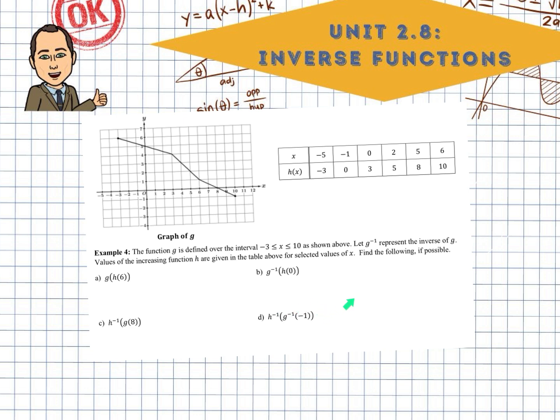In the end, inverses are just flipping your x and your y values, no matter what type of representation you're given: equation, graph, or table.